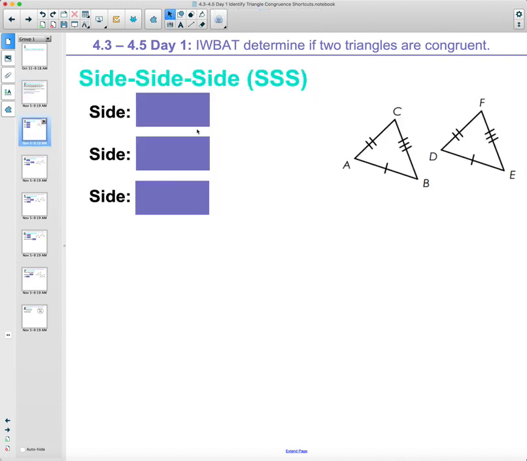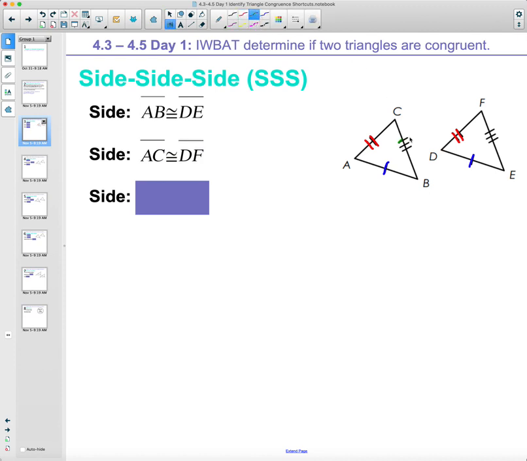So the first one is called side, side, side, meaning if you have 3 pairs of sides. So we've got AB is congruent to DE, so that's our first pair. And then we have a second pair, so AC and DF that are congruent to each other. And then we also see the third pair of sides, so CB is congruent to FE. So if you ever see that all 3 sets of sides are congruent, that automatically means that the two triangles are congruent to one another.